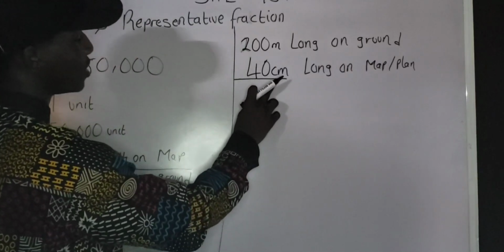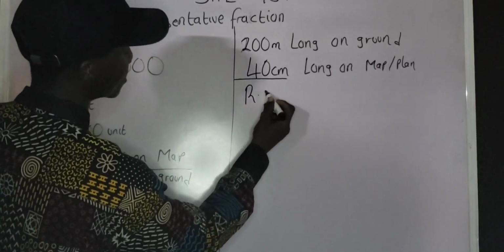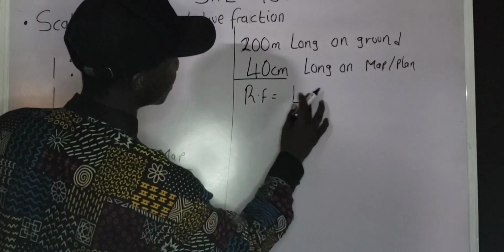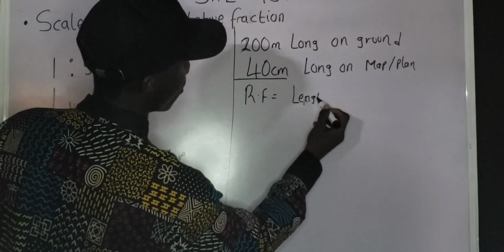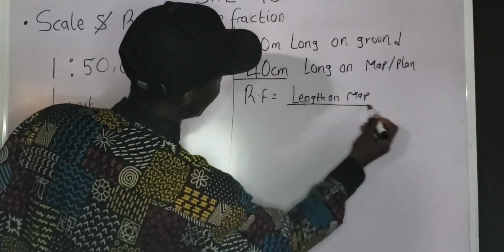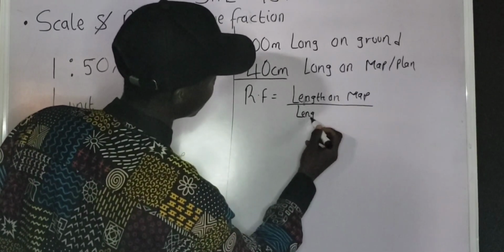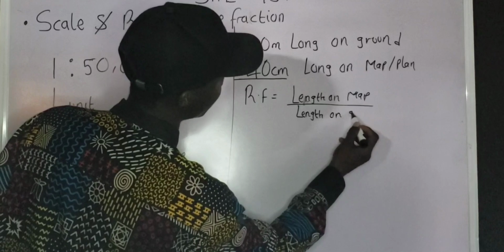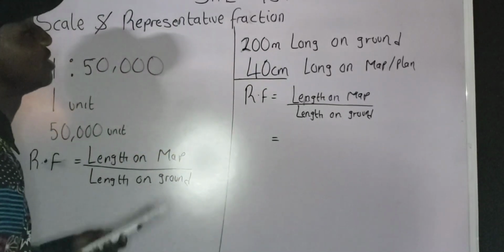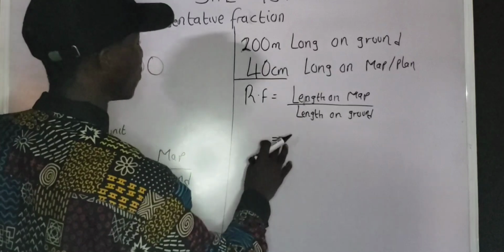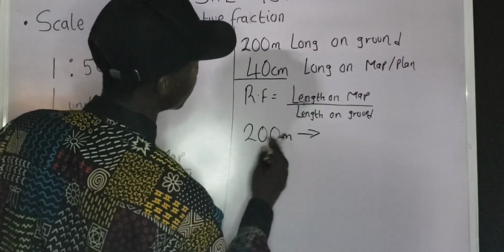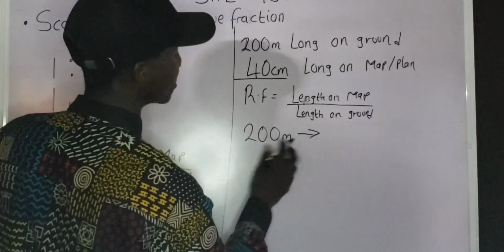The reason why we have to convert to centimeter is because the length on the map is in centimeter. You understand? Representative fraction is equal to length on map all over the length on ground. You understand? So the length on ground is 200 meter. Now let us convert 200 meter to centimeter. The first step is that we want to convert 200 meter to centimeter.